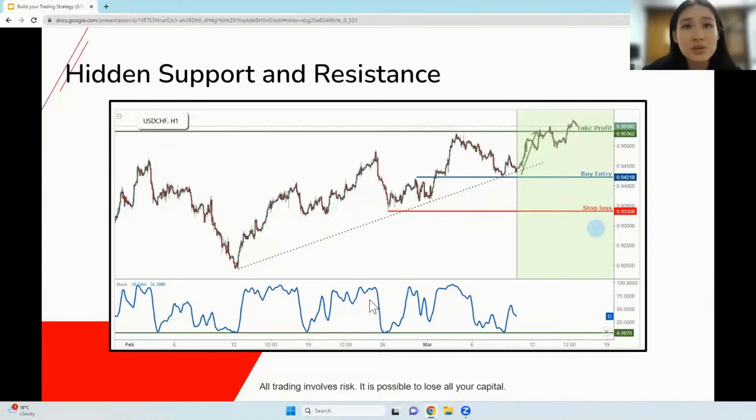Okay, so over here is an example of how we are using multiple indicators. So here we have the trend line, that's the first indicator. Second indicator, we are using the stochastic hidden support level. And we are also using our horizontal levels, so support and resistance levels, swing highs and swing lows to basically find confluence and analyze or forecast that our prices are going to rise to our take profit level.